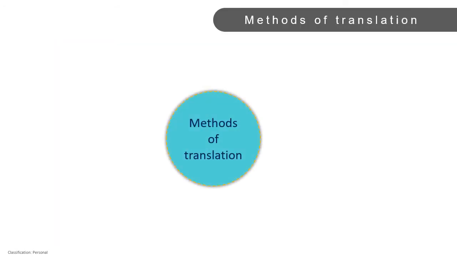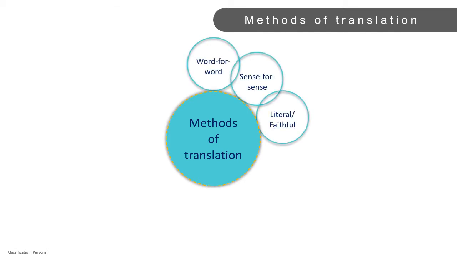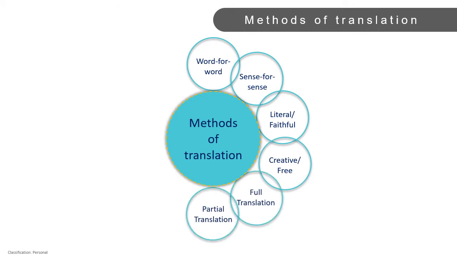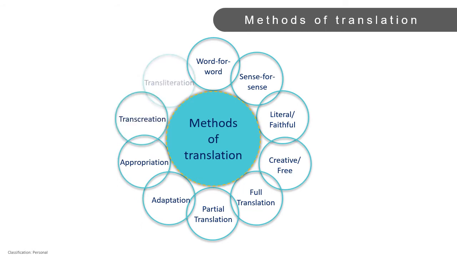Moving on to the methods of translation. There are several types: word for word, sense for sense, literal or faithful translation, creative or free translation, full translation, partial translation, adaptation, appropriation, transcreation, and transliteration. Word to word is basically where you replace one word with the other, like roti for bread, uncle for chacha.